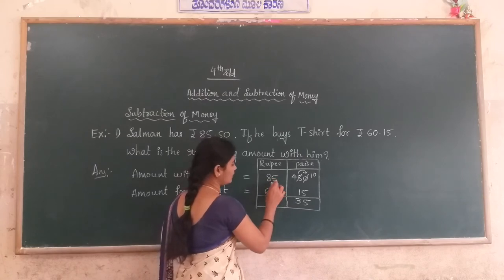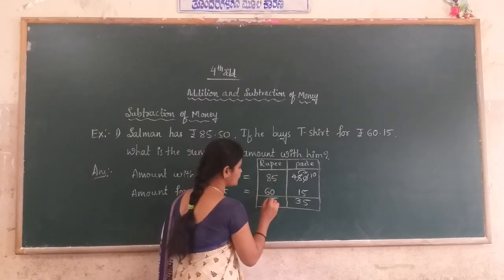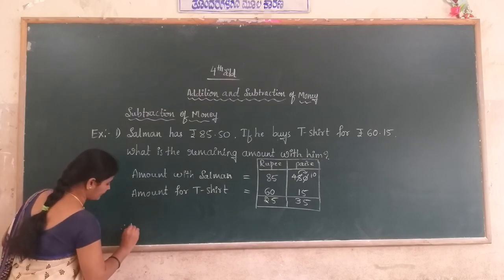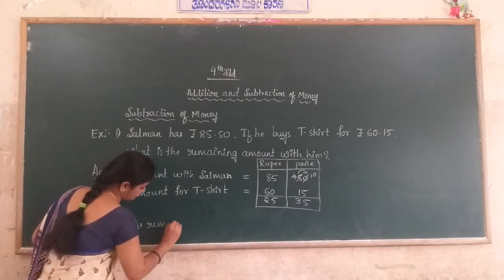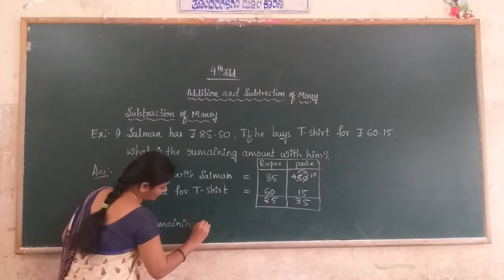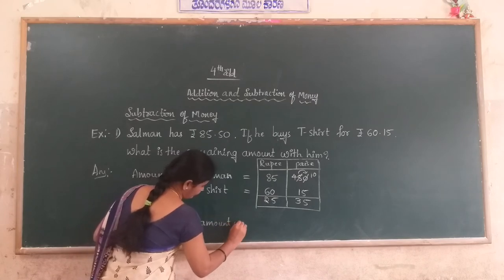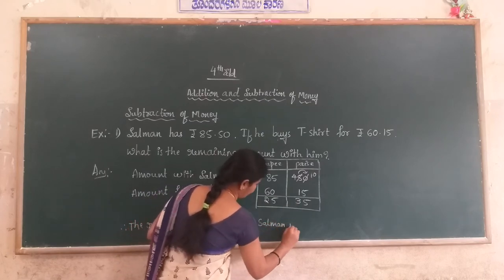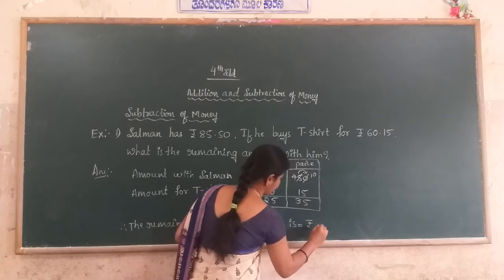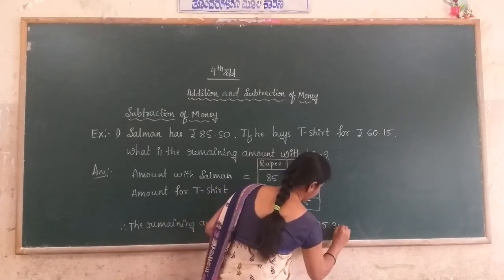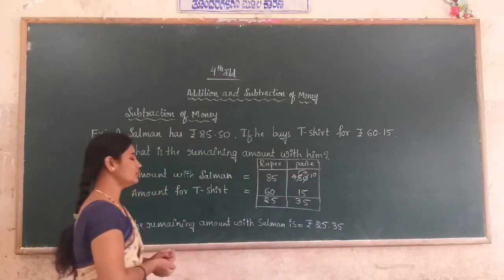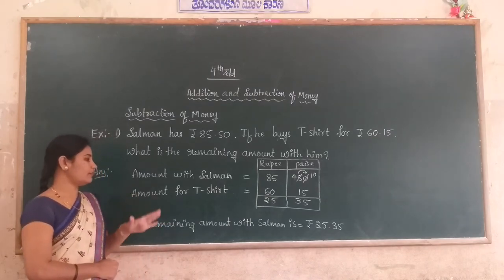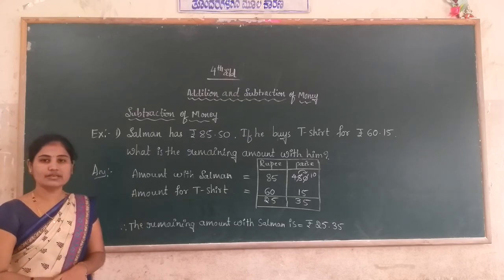Do the subtraction in the rupee column. 5 minus 0, 5. 8 minus 6 is 2. What is the remaining amount with Salman? Therefore, the remaining amount with Salman is how much? 25 rupees 35 paise. This is the remaining amount with Salman after buying a t-shirt. Okay. This is the method to solve the statement problem on subtraction.